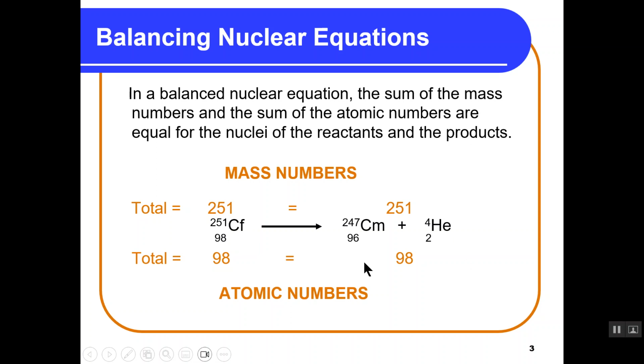Now, if you look at the sum of the atomic numbers on both sides, you see that they match up, right? It's 98 here, and 96 plus 2 is 98. So the atomic number is conserved. It doesn't change totally as you go from left to right.